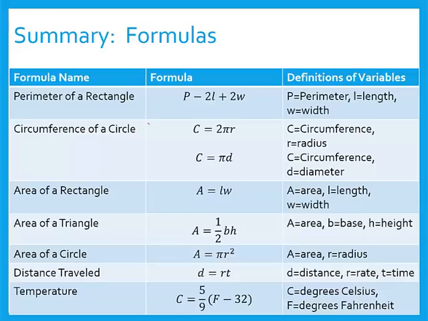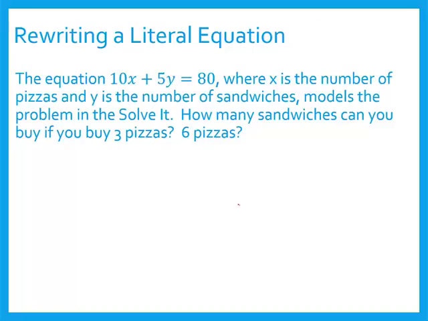Here are some examples of formulas, some examples of literal equations. You see the perimeter of a rectangle is P equals 2L plus 2W. So you have P, L, and W, three variables, so it's literal. Circumference of a circle, we have C equals 2 pi r, C and r, two variables, so it's literal. Area of a rectangle, we have A, L, and W, three variables, so it's literal, and so on and so forth.